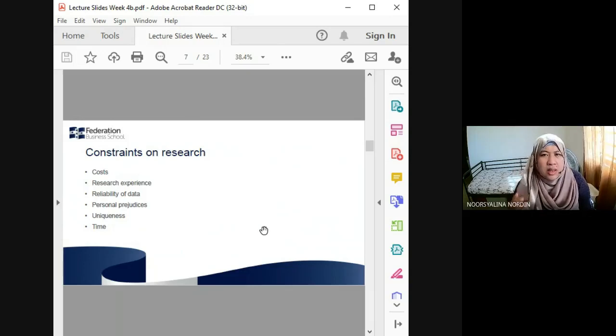And in terms of the target respondent, who is your target respondent? Whether you have a certain age limitation or everybody can answer your survey, your data, your research. So that is in terms of reliability.